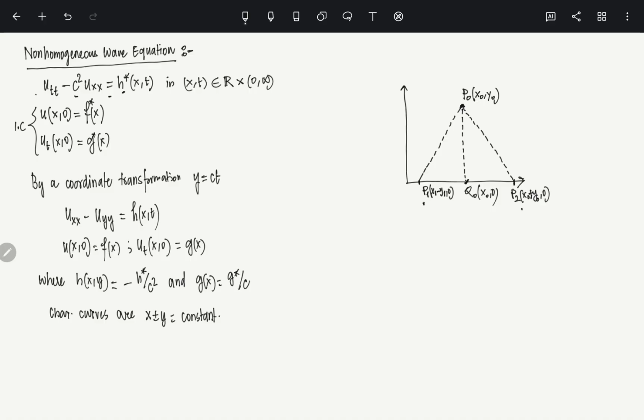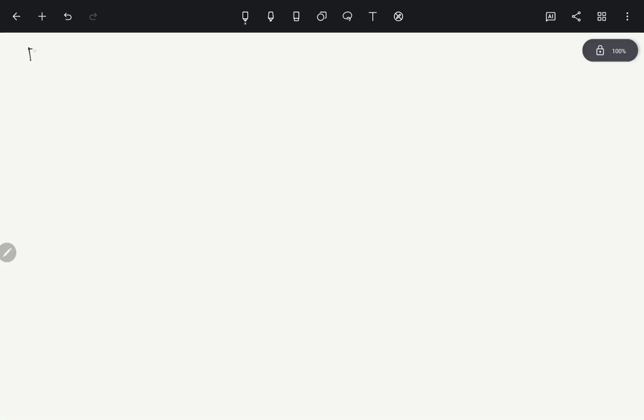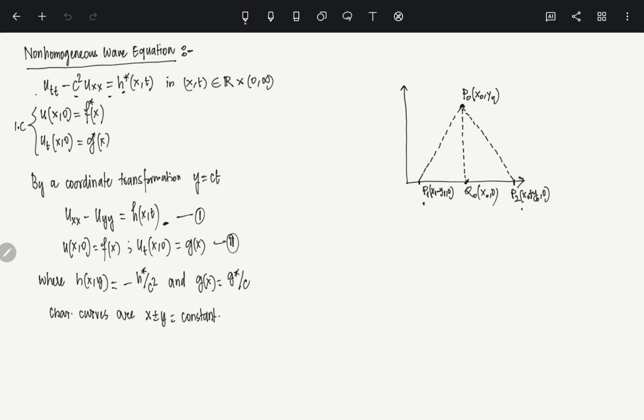Okay, so you see, this equation is satisfied in this region. Maybe I can write this equation as 1, and this as 2. So from 1, if you integrate 1, what we get is the double integral over r of uxx minus uyy d of r. This is nothing but the double integral over r of h of xy d of r. Clear? We are just taking this and integrating both sides.